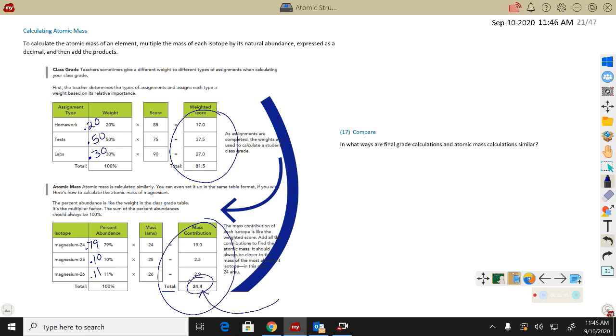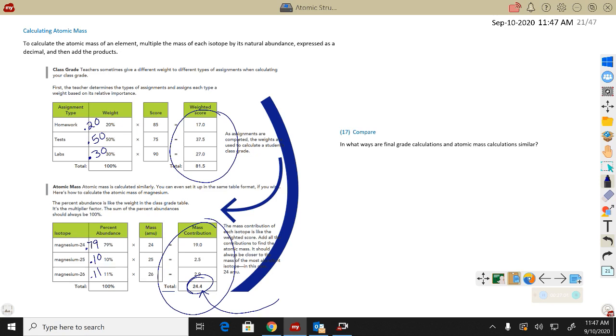Now, there is no one isotope with a mass of 24.4. It's a weighted average. And again, if it was just an average, if I was going to add 24, 25, 26 and divide by 3, I would just get 25. But it's weighted based on the abundance of the isotopes.